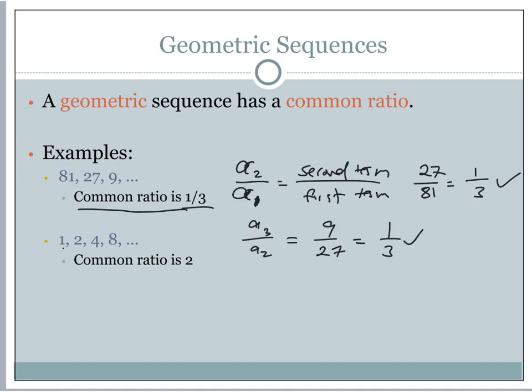And in the next example, 1, 2, 4, and 8, between each term, to get from 1 to 2, you're multiplying by 2. From 2 to 4, you're multiplying by 2, and from 4 to 8, you're multiplying by 2. Since it's a constant multiple, or a common ratio, we know that this is a geometric sequence.